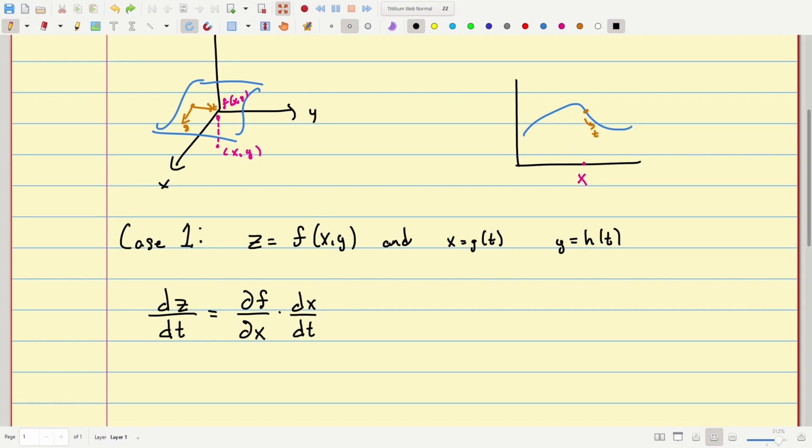Okay, now this is the derivative with respect to x, but ultimately both x and y depend on t, right? So I'm going to get two components to this, where the second component is the partial derivative of f with respect to y times dy dt.